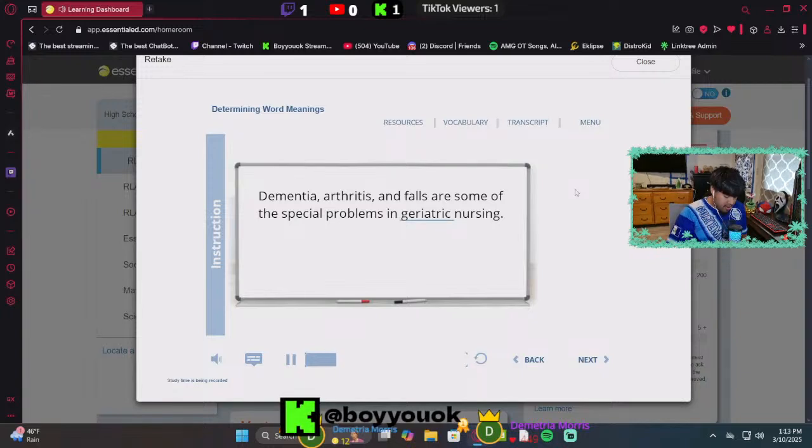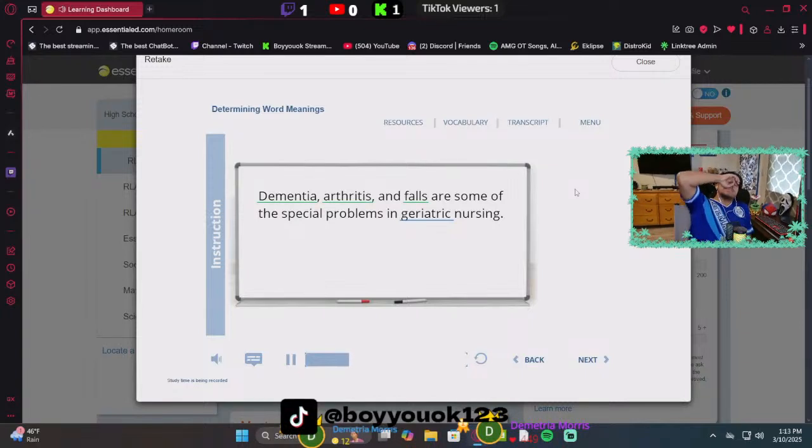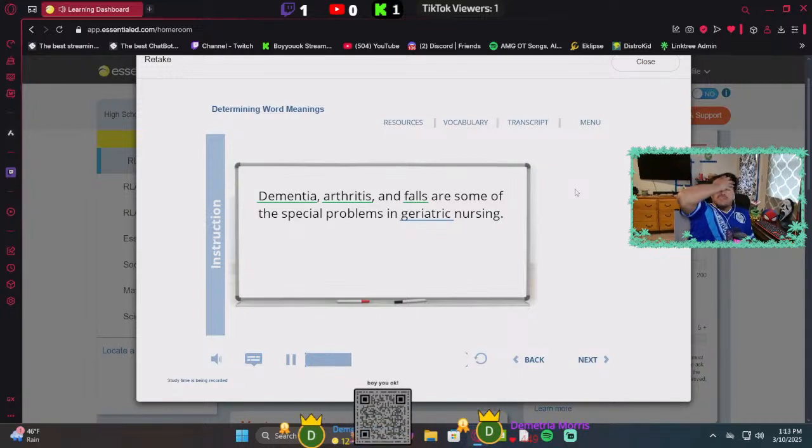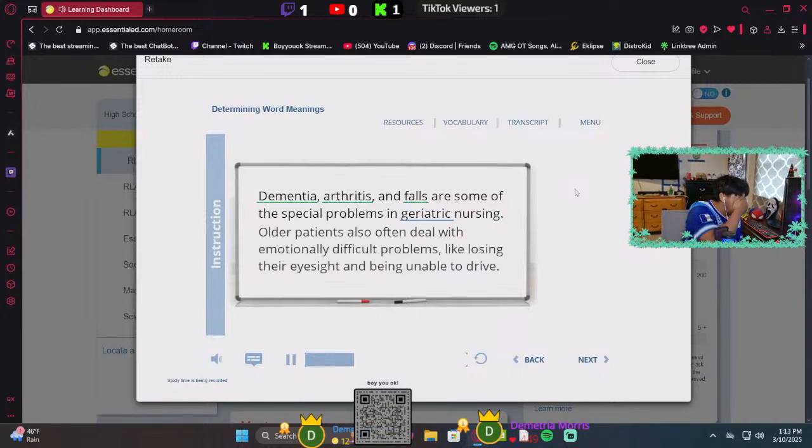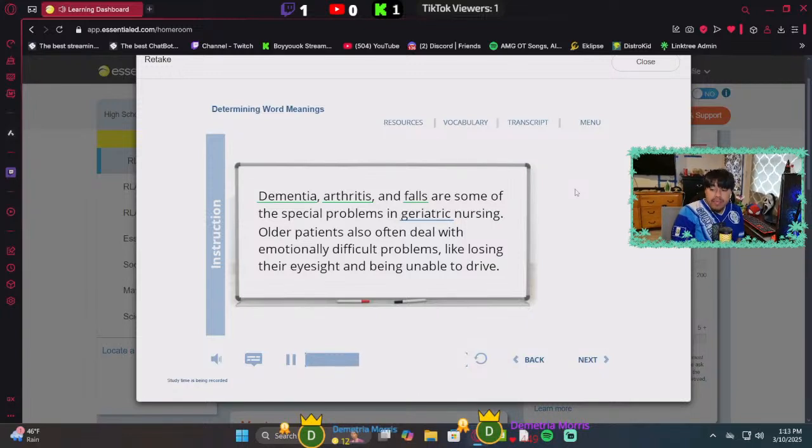When I wanted to understand what geriatric meant, I looked at this sentence. It gives me some clues. Geriatric nursing deals with dementia, arthritis, and falls. You might realize that those are common problems in seniors. The next sentence reads, older patients also often deal with emotional needs and difficult problems, like losing their eyesight and being unable to drive. The term older patients really confirms what I was already thinking. Geriatric must mean dealing with older people.